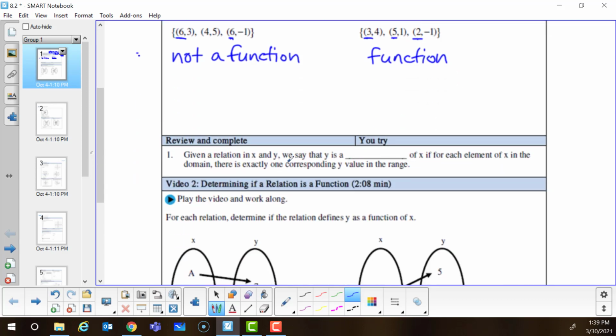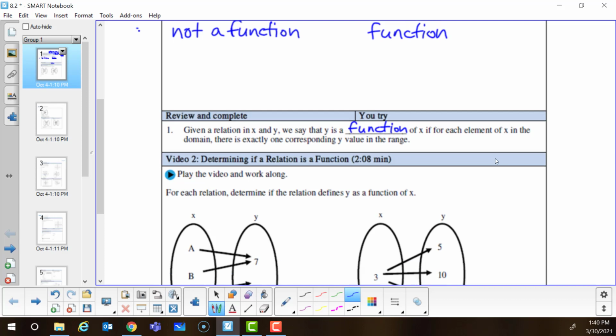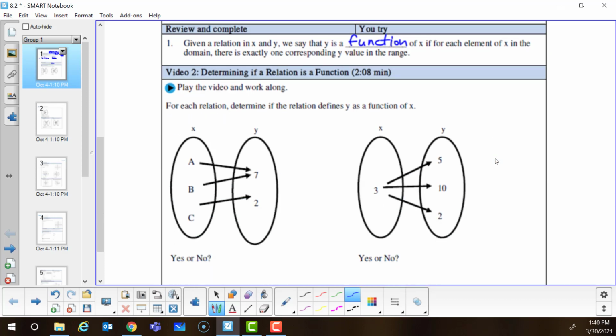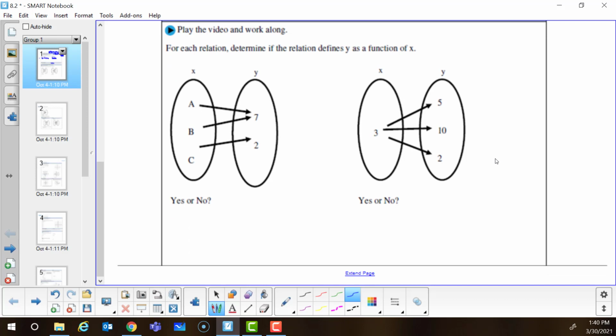So given a relation x and y, we say that y is a function of x if for each element of x in the domain there's exactly one corresponding y. Now you can have repeating y's. Repeating y's is okay, but repeating x's is not okay.